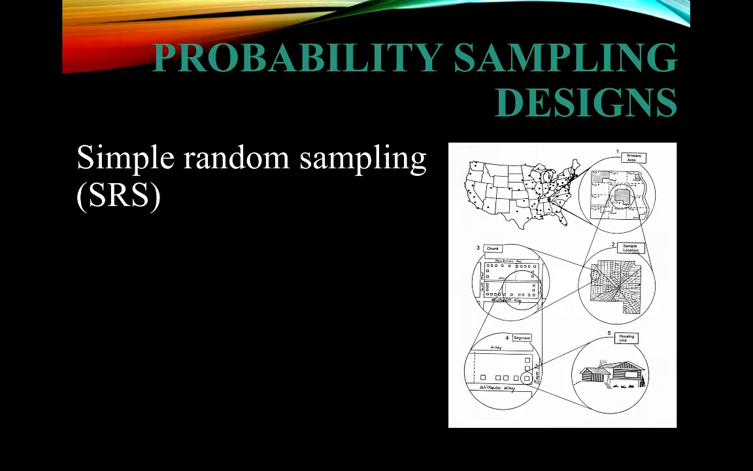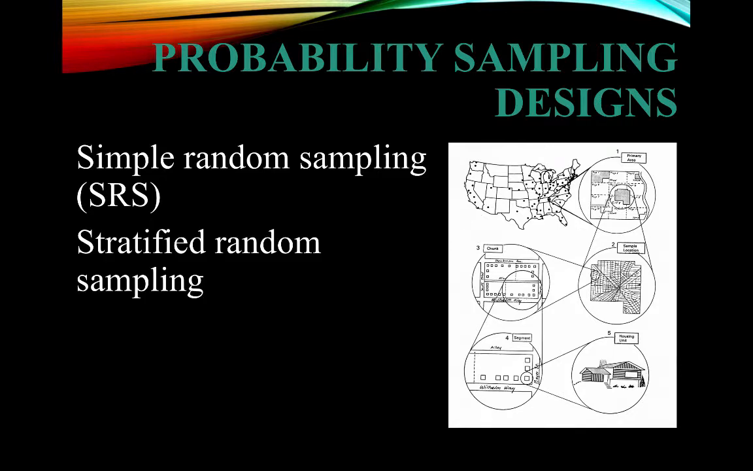But their likelihood of receiving the survey would be equal in that scenario. The next kind is stratified random sampling. So this is independent, simple random samples that are drawn within different strata or variable categories.